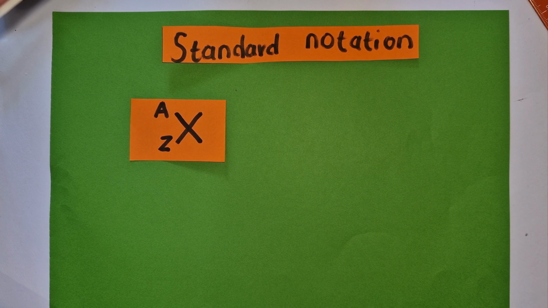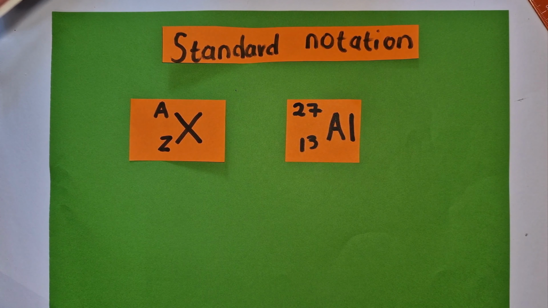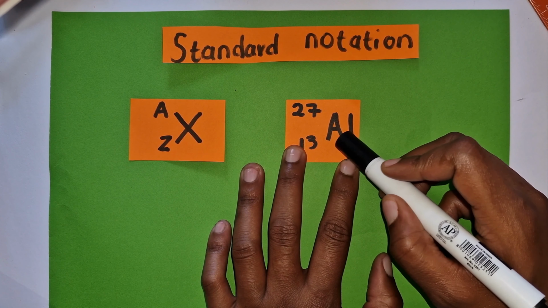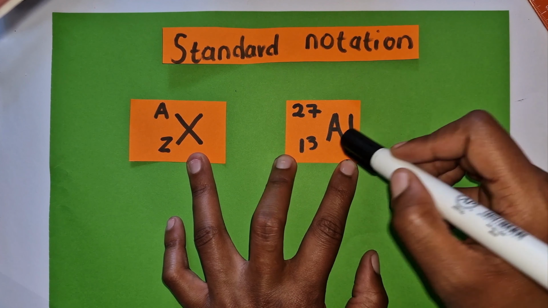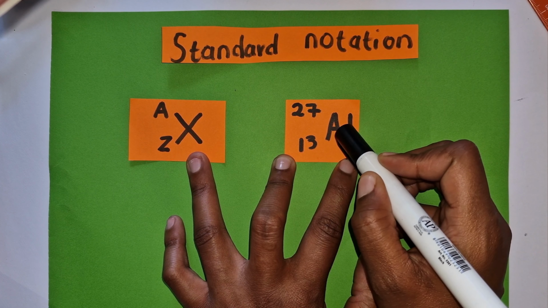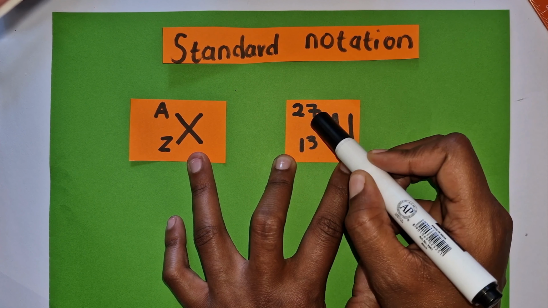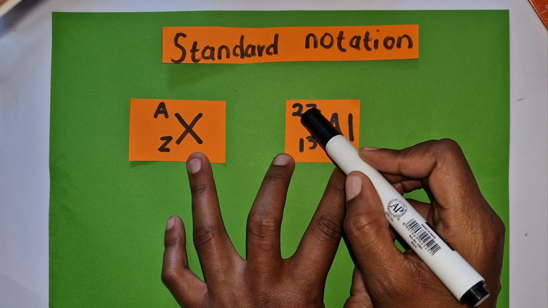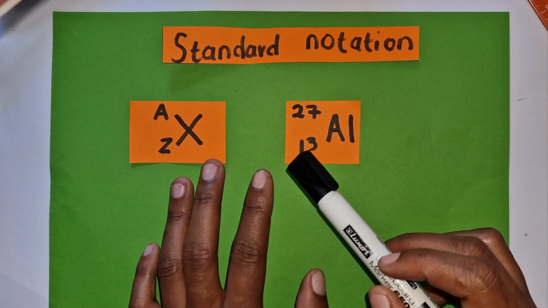For an example, the standard notation for a neutral aluminium atom will be written something like this, where we have the chemical symbol for aluminium, Al. Here we have Z, which is the atomic number of aluminium, and then at the top we have the atomic mass number A of aluminium. But I want to bring your attention to Z, or 13 for aluminium.